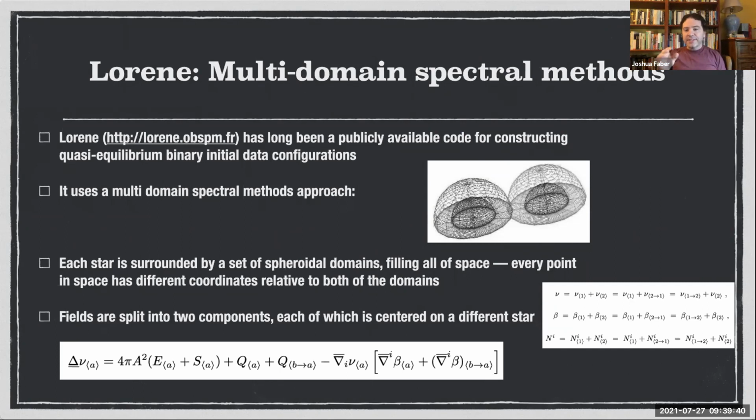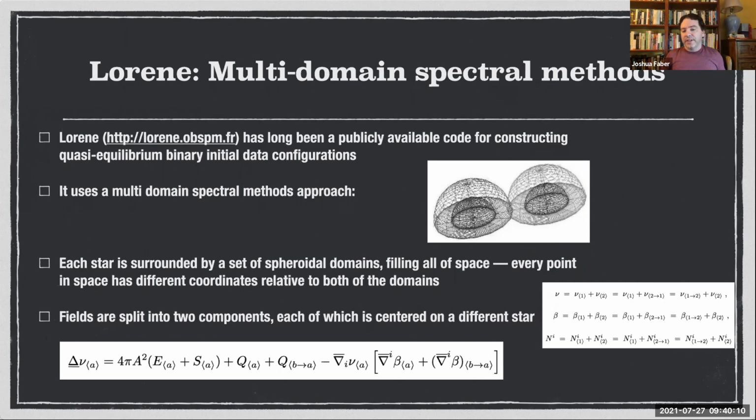So every single point in space finds itself both in the set of domains surrounding star 1 with a given set of coordinates with respect to star 1, as well as inside the set of domains surrounding star 2 with a given set of coordinates relative to star 2. So every point in space lives in both the domains around star 1 and the domains around star 2. Both sets fill space.